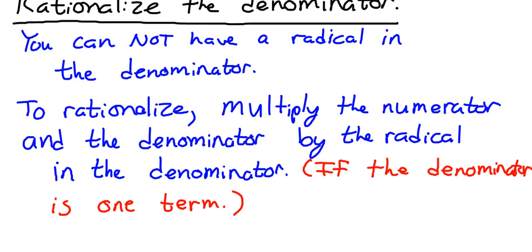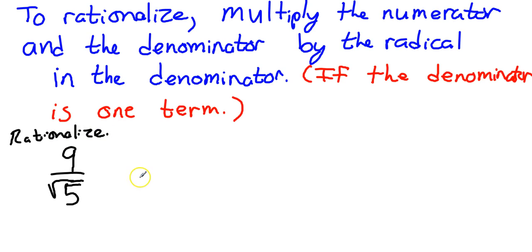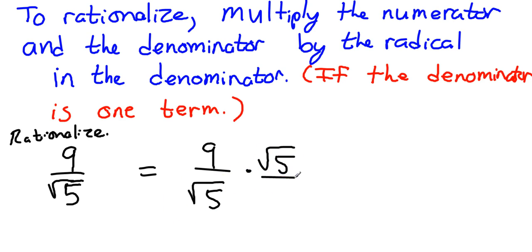Okay, so let's give you a problem here. Let's say that you have 9 over the square root of 5, and they ask you to rationalize. So we'll take that 9 over square root of 5, and we're going to multiply the numerator and the denominator by square root of 5. Okay, top part would be 9 square root of 5.